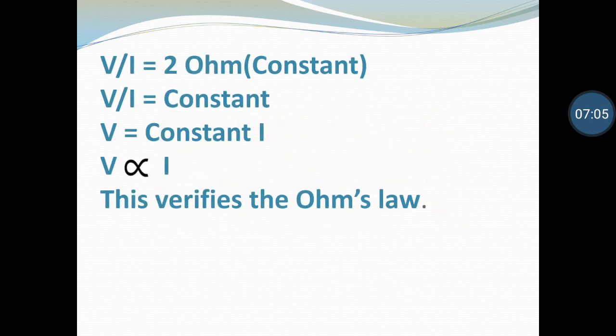From this observation, what we conclude from the above observation: V by I, that is the ratio of potential difference and current, is 2 ohm, constant. So V by I is equal to constant and V is equal to constant into I. So V is directly proportional to I. This verifies Ohm's law.